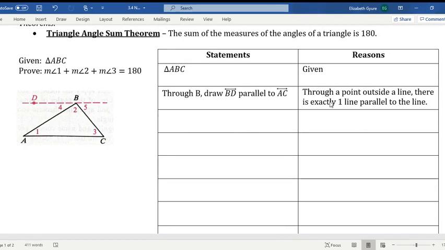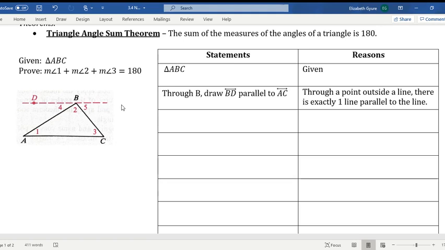So what this says is we are simply given triangle ABC. We just know it exists. We want to prove that the measure of angle 1 plus the measure of angle 2 plus the measure of angle 3 equals 180 degrees.